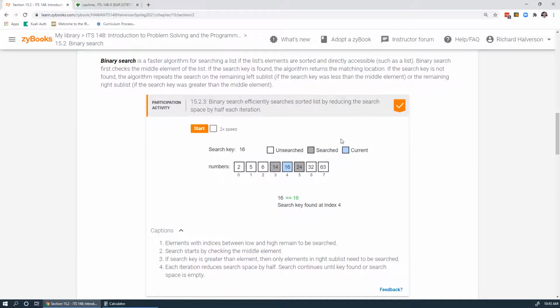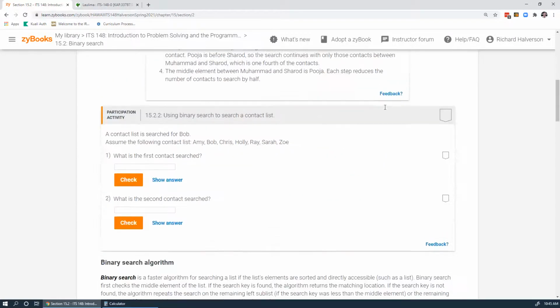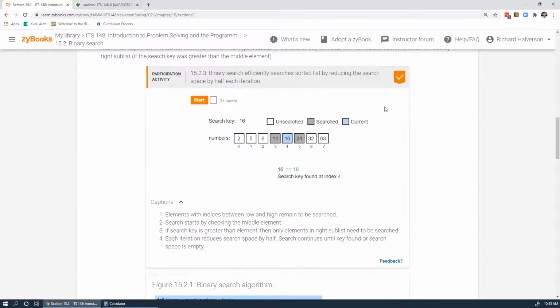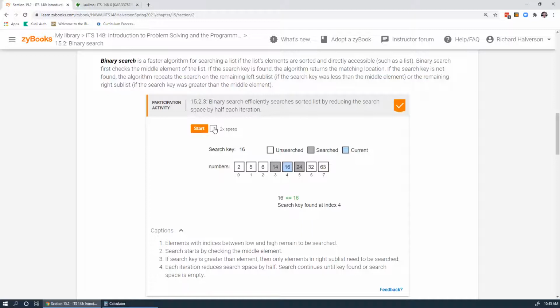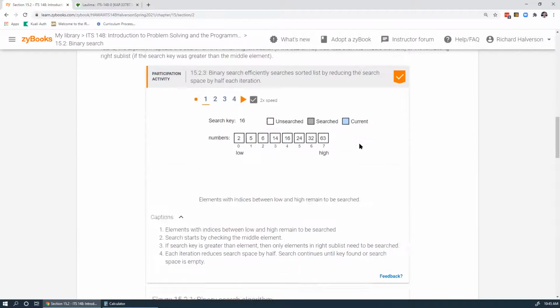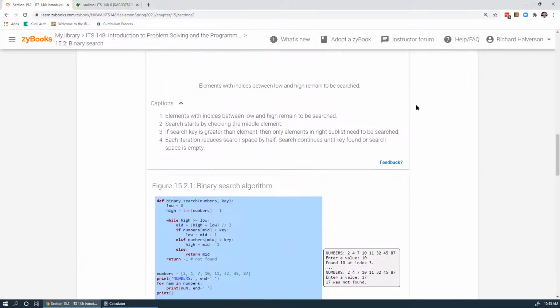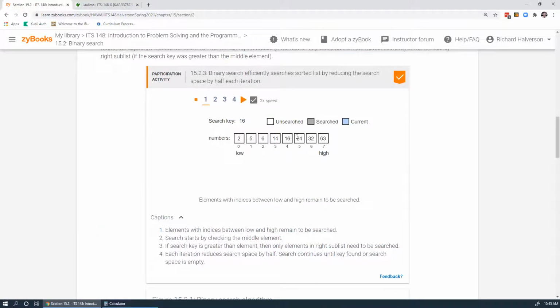Here's one where the binary search efficiently searches a sorted list by reducing the search space in half each time. That's exactly what we see up here, but this is using numbers. So here we start. Where's the description? Here's a description. Here's the algorithm. So this shows more clearly how the algorithm works.